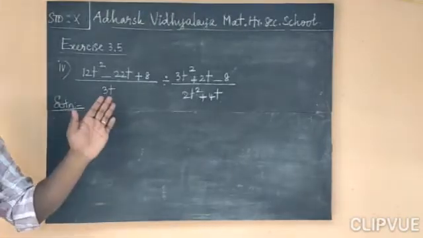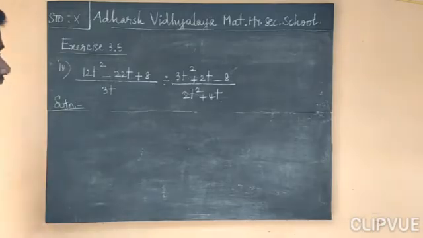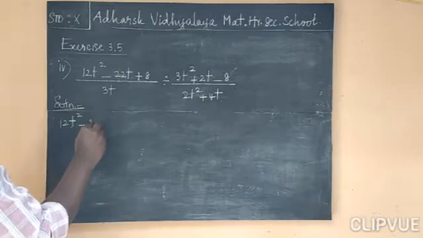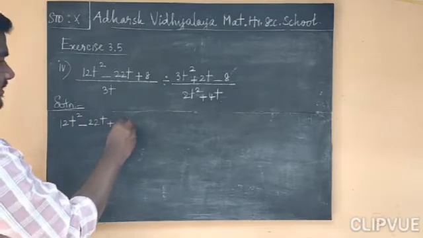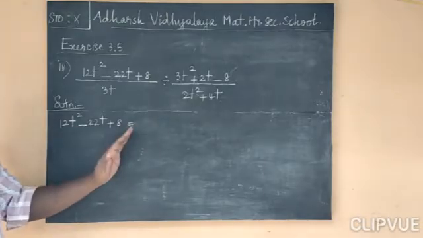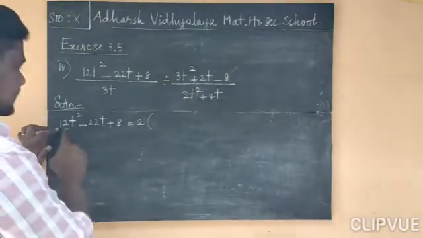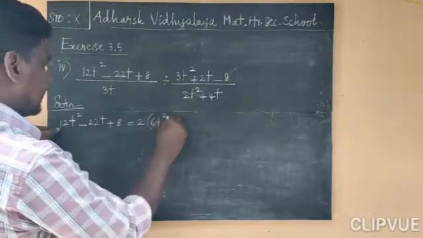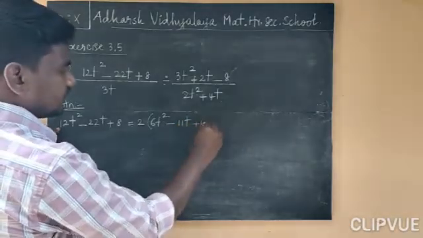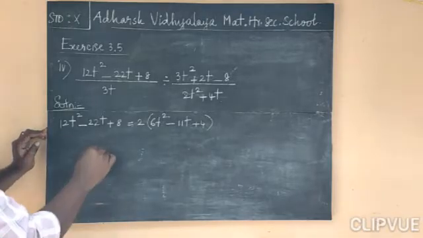In this question number 4, first I am going to find the factors of the quadratic polynomial. If you take the first one, 12t square minus 22t plus 8, we can take the common factor out. What is the common factor? These are multiples of 2, so we can take that 2 out. So what do we have here? 6t square minus 11t plus 4.